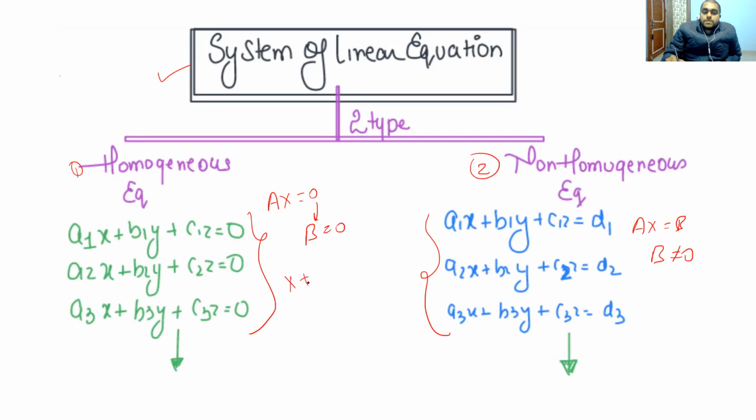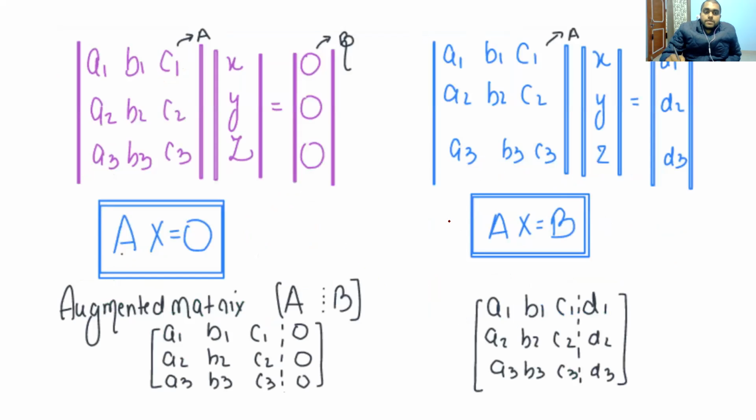That means x plus 2y is equal to 0, 2x plus 5y is equal to 0. So this is a form of homogeneous equation. If in place of 0 there is some constant, it will be a non-homogeneous equation. So this is the matrix.